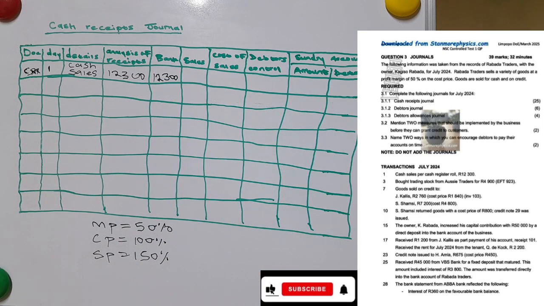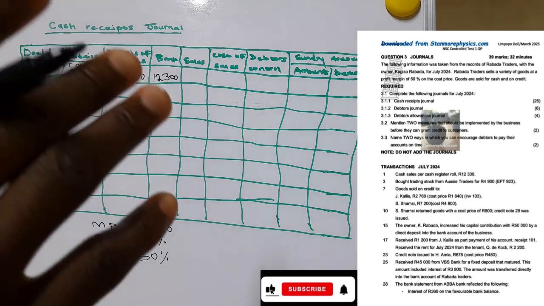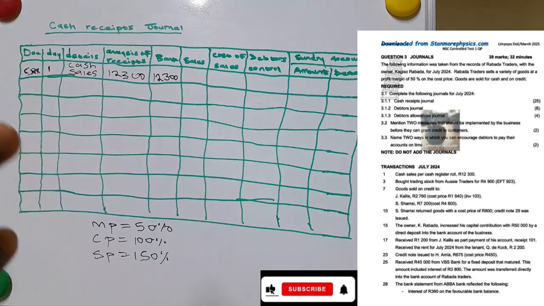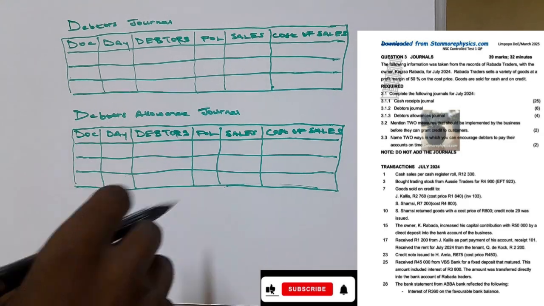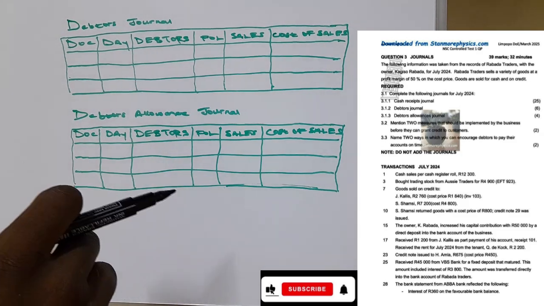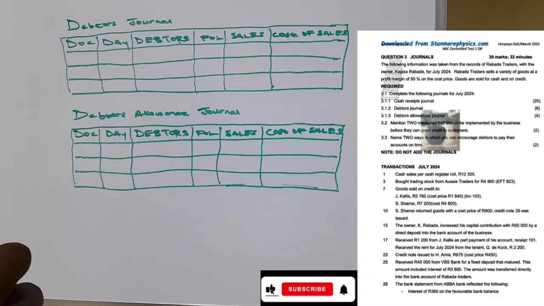Then the following transaction, goods sold on credit to J. Kalis. Okay, here as we were selling goods on credit, we are going to record this under the debtors journal, not under the cash receipt journal. The first one says J. Kalis, 2,760. That 2,760 is for sales. And then the cost price is 1,840. Invoice number is 103.